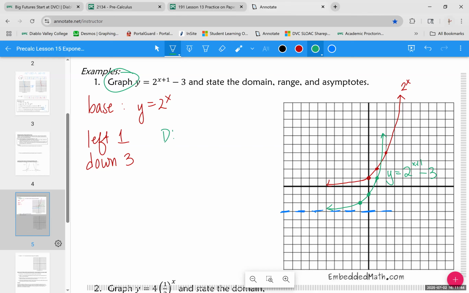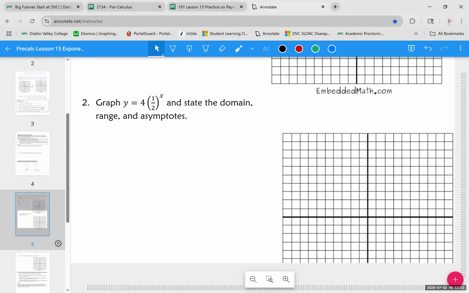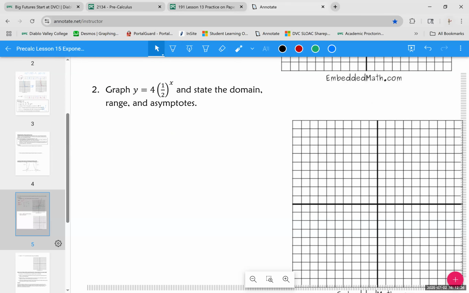And I can use the picture to answer domain. Well, domain is always the same. How did the range change? Because we shifted it down, now it's not greater than 0, it's greater than -3. So it would be -3 to infinity. And my horizontal asymptote is no longer at y equals 0, it's at y equals -3. I think it helps to draw the picture first and then answer those questions about domain, range, etc. Okay, so there's another one here, similar idea. I'd like you to pause and give it a try.